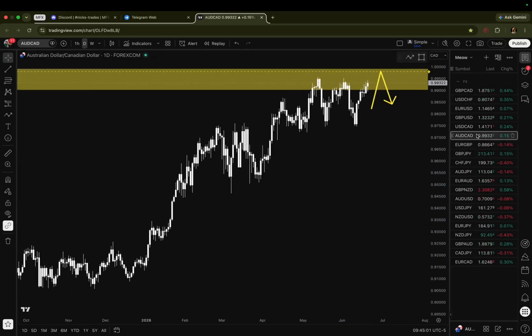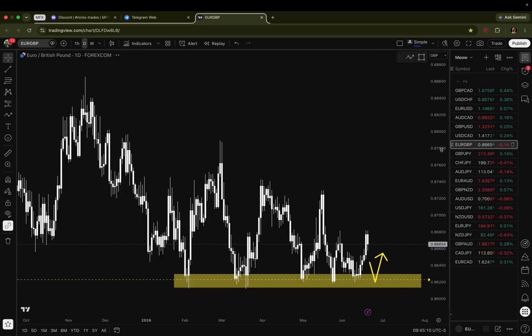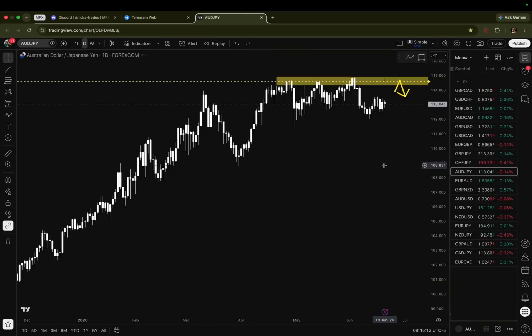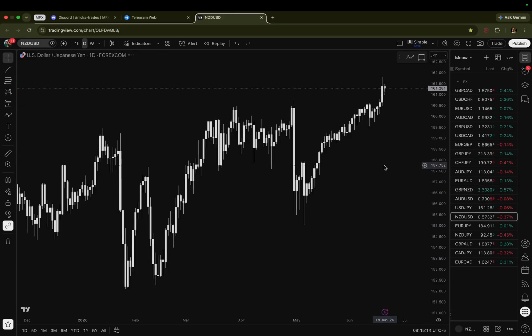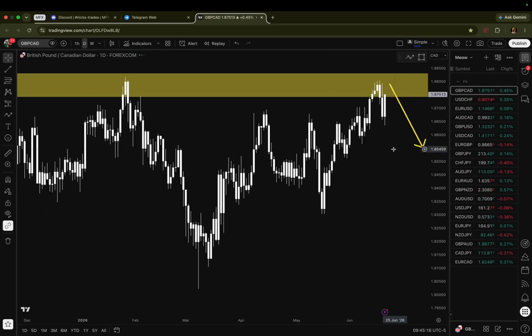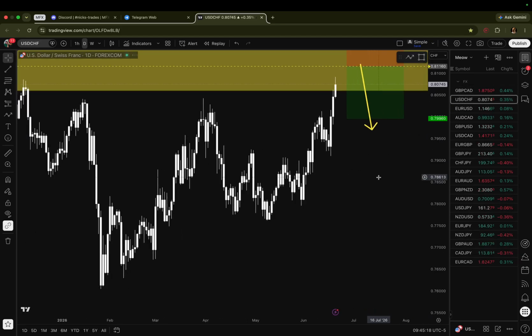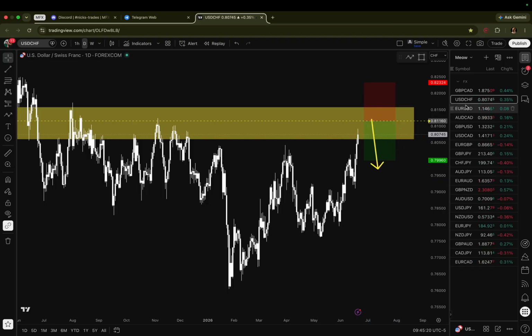AUD Canadian dollar, I'm going to drag this a little bit further up. This looks good. It could be a few trading days before it pops up into that zone, so probably sometime into next week since it's Friday today. Everything else is a little bit far away from zones. So I'll focus on GBP CAD, holding shorts, and USD CHF, getting into shorts if we get into this zone.